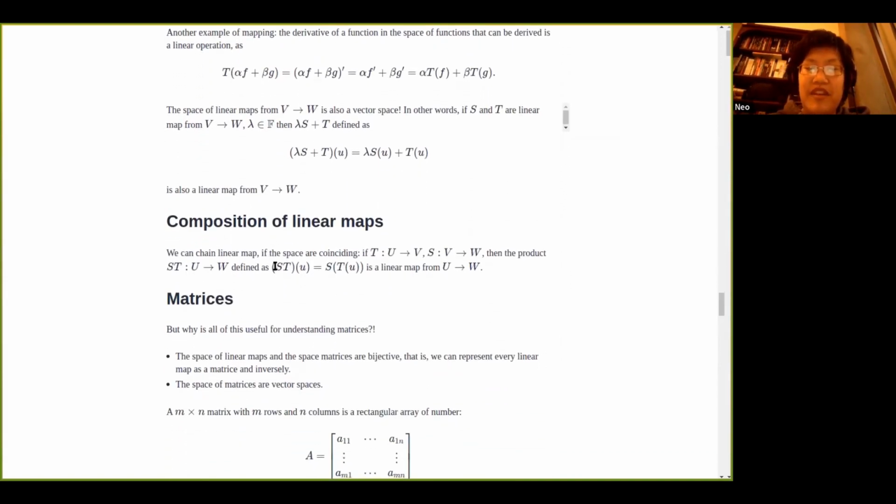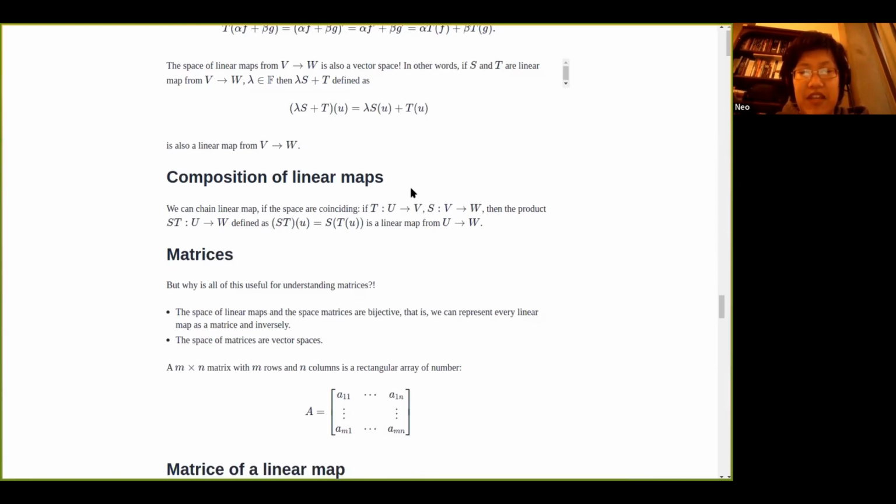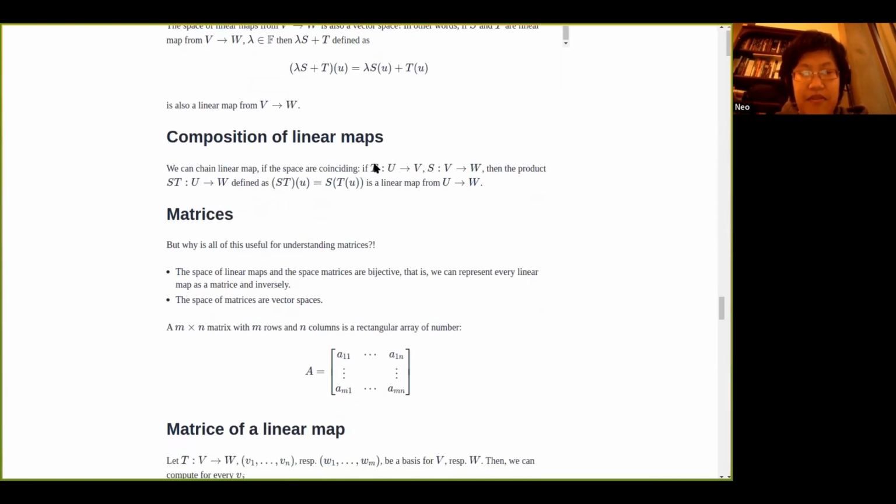Then also something important is that if we compose linear maps, then the resulting operator will be a linear map. Maybe I'm going to read this: if you have an operator T that goes from space U to space V, and you have an operator S that goes from space V, the same space here, to a space W, then the product, which is simply saying you chain them, is also going to be a linear map from U to W. And this is going to be important because it's how we're going to define the matrix multiplication, the matrix product.